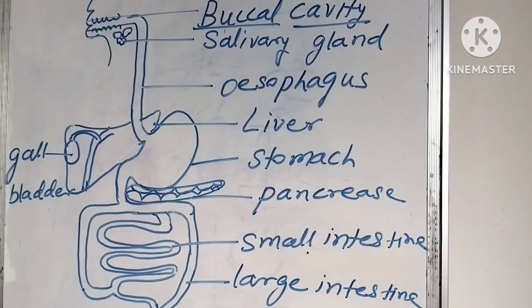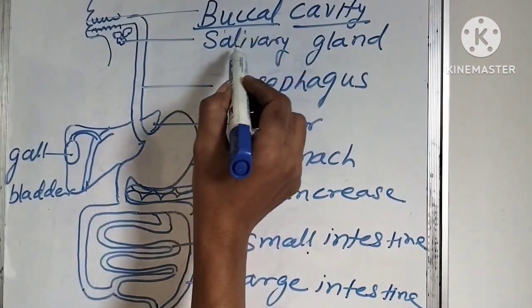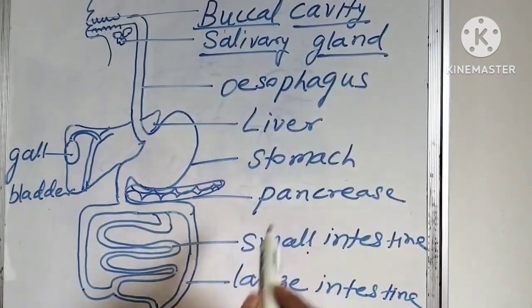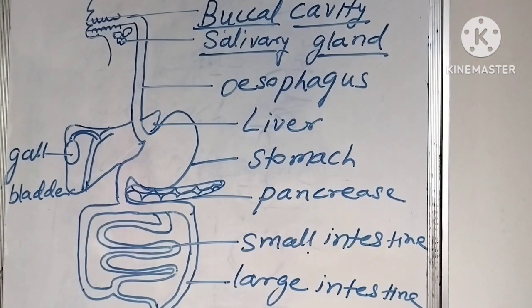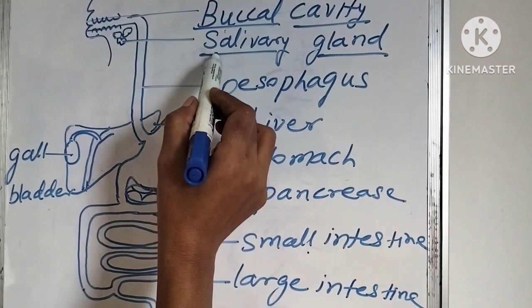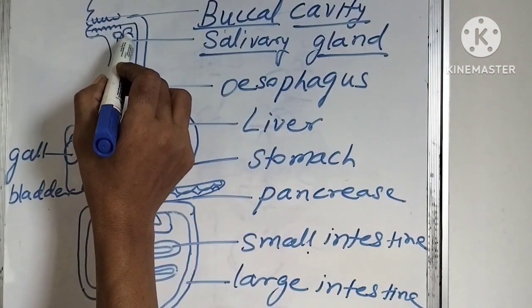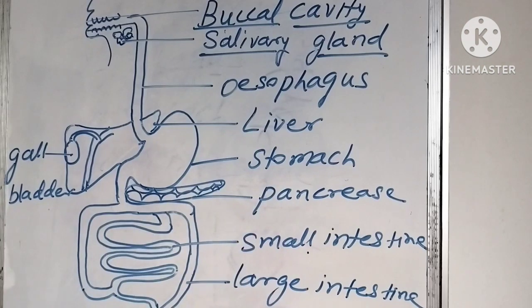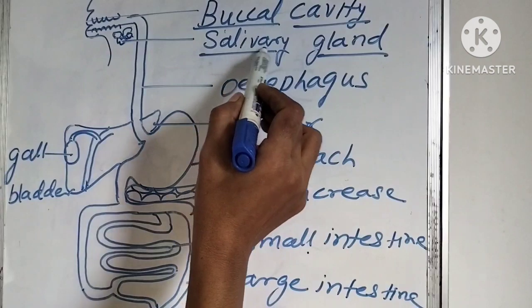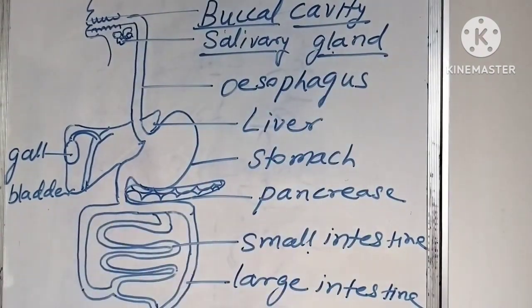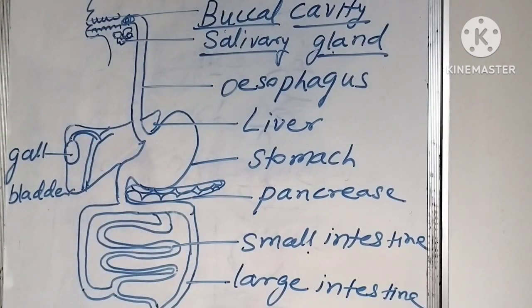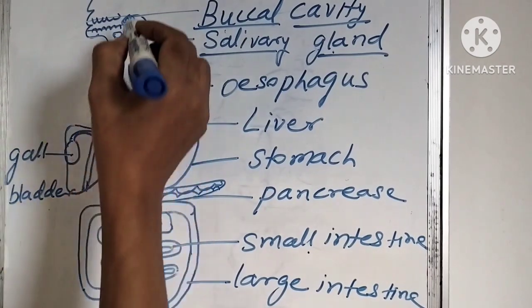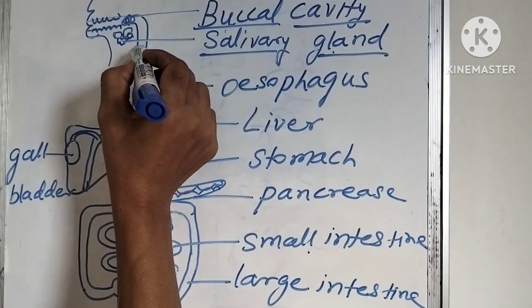When the food is cut and chewed in our mouth, one type of juice is present in our mouth. This is the salivary juice, and it is secreted by the salivary glands. These are present below the tongue in our mouth. When we chew the food, these salivary glands secrete saliva, and this saliva is mixed into the food, and the food becomes soft and is swallowed easily.